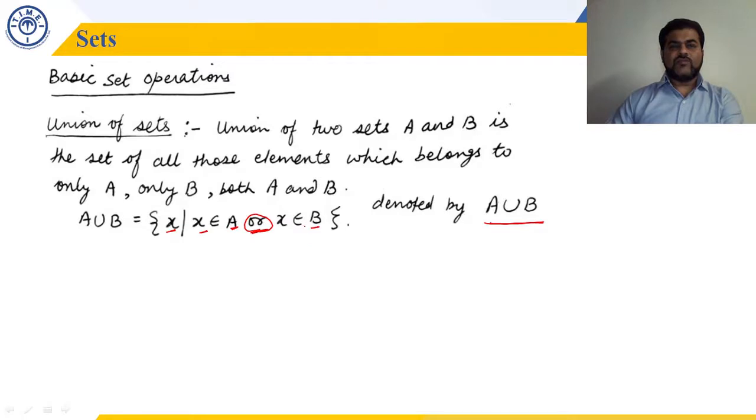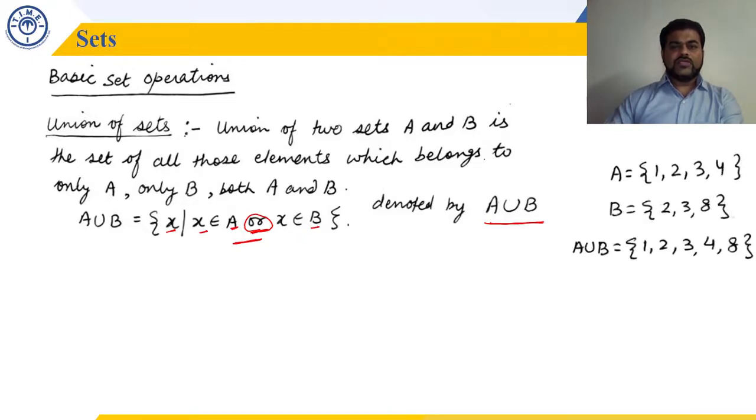So if an element belongs to only A, then also it will be counted. If it belongs to only B, then also it will be counted. If it belongs to A and B both, then also it must be counted. Okay. So this is how we define the union of two sets. We'll take an example and understand. Suppose set A is 1, 2, 3, 4. Set B is 2, 3, 8. So what will be the union of set A and B?